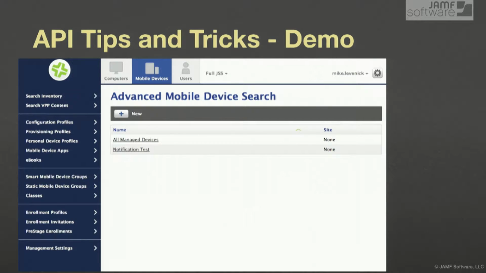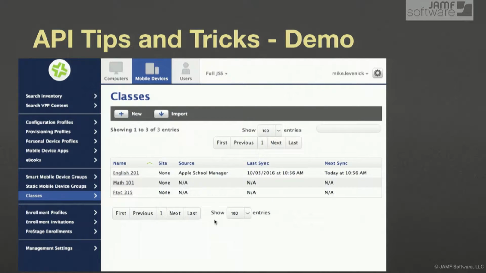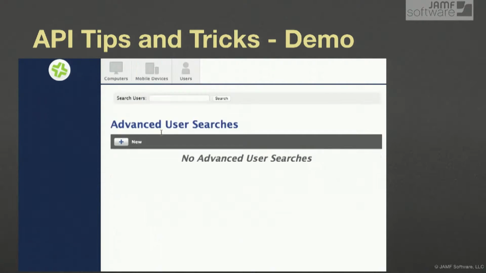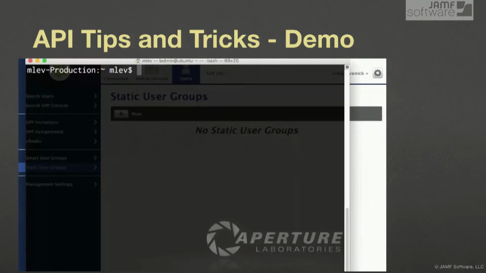So if we want to actually see this in action, we can go to classes. We see we have 3 classes, English, Math, and Psych. But if we go to our static user groups, as of right now, there are none. And so we can pull up the script.